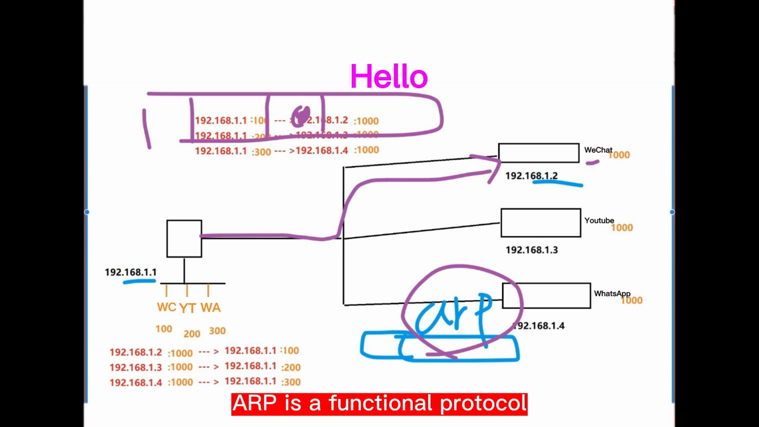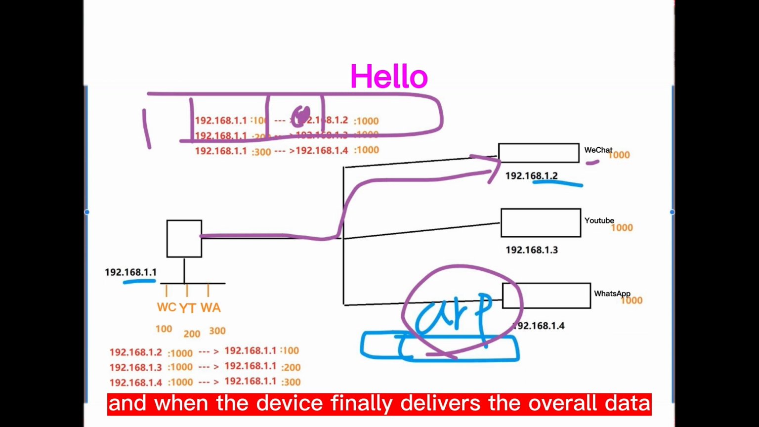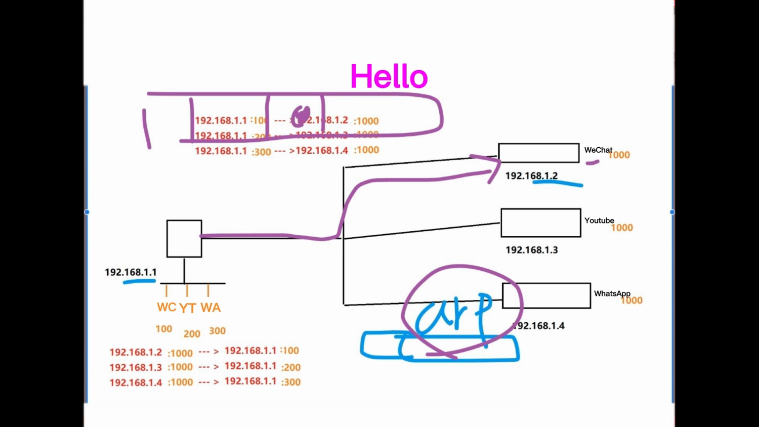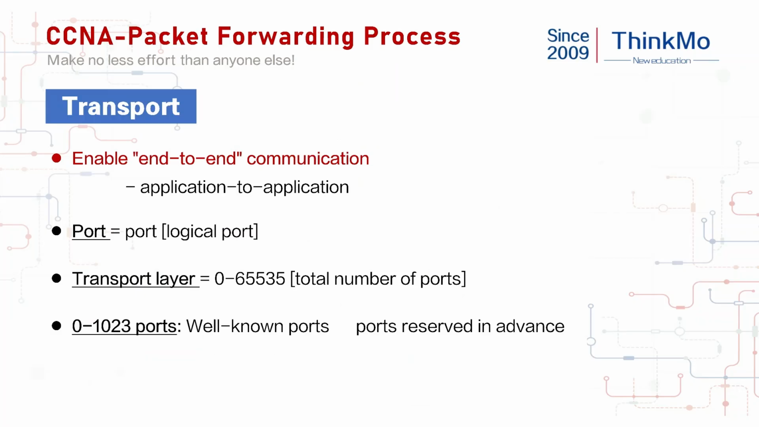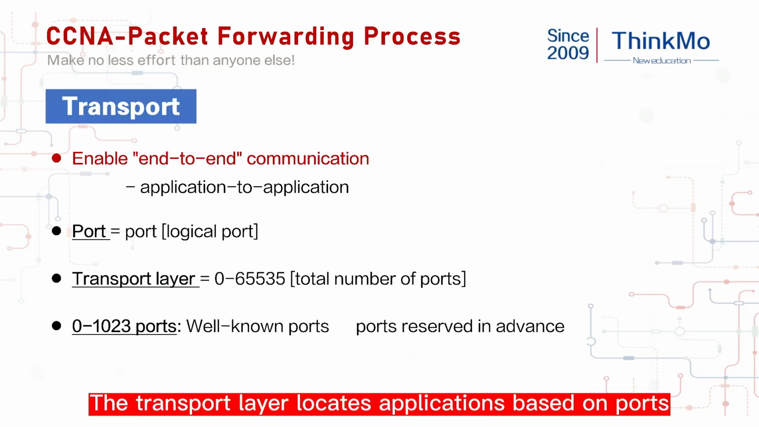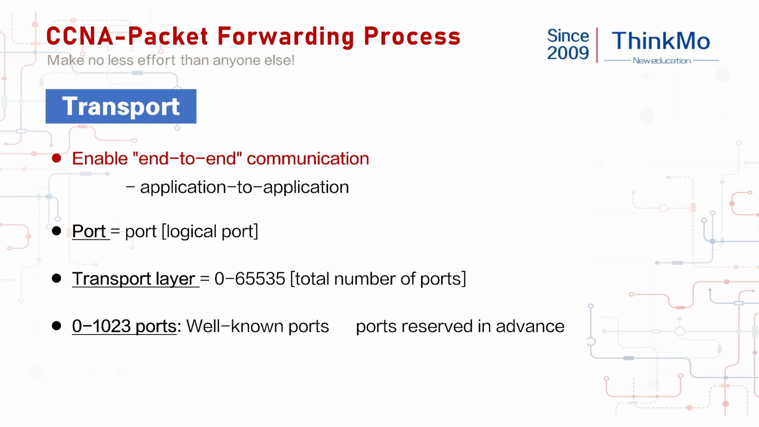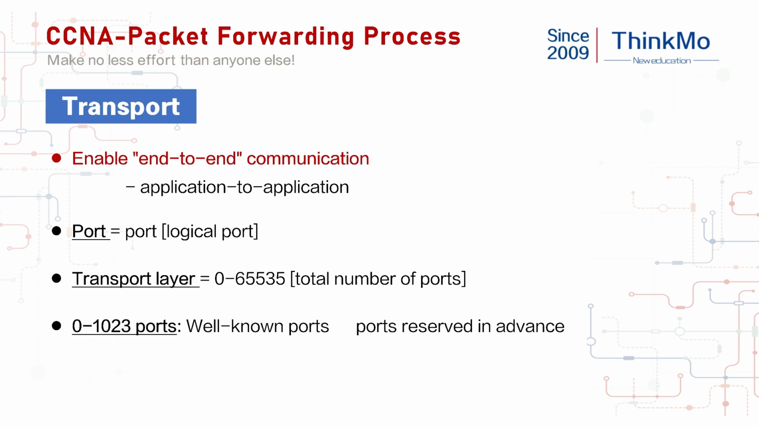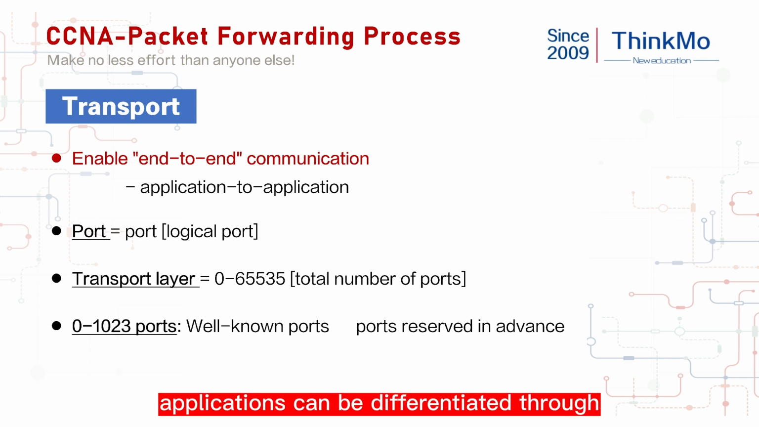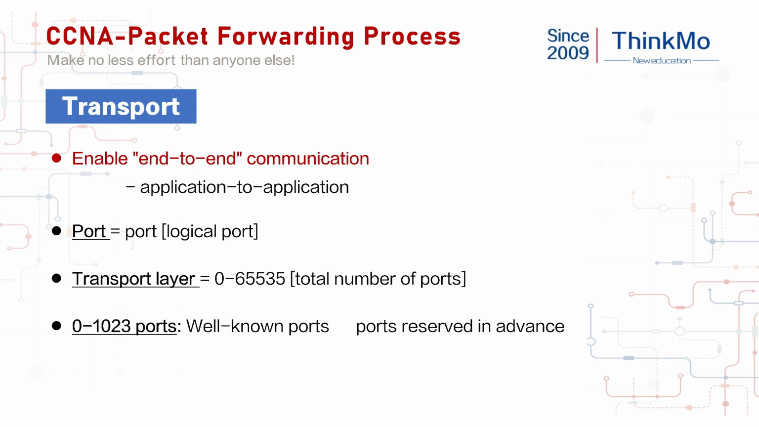ARP is a functional protocol that requests a MAC address. And when the device finally delivers the overall data, it will complete the whole data encapsulation process. The transport layer locates applications based on ports. The exchange of visits between communications is peer-to-peer. Then the PC receives the data. Applications can be differentiated through different ports. This is a port-to-port exchange.